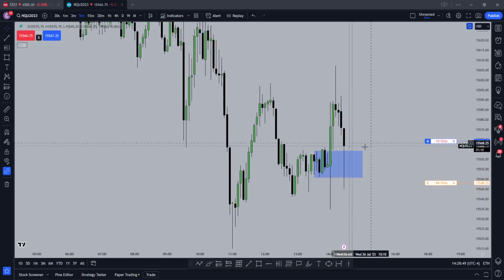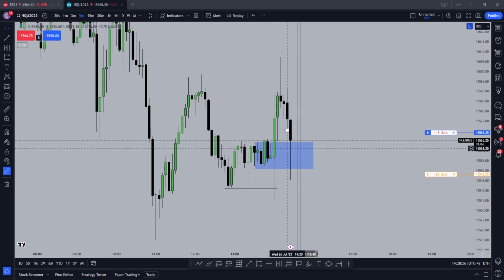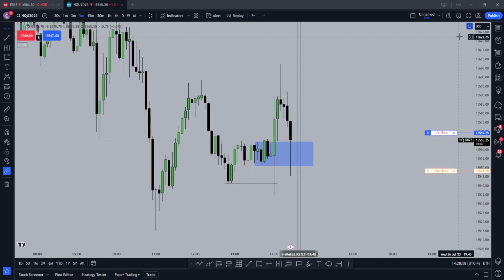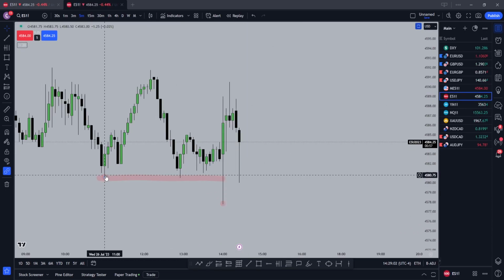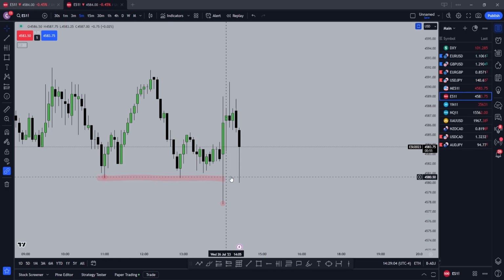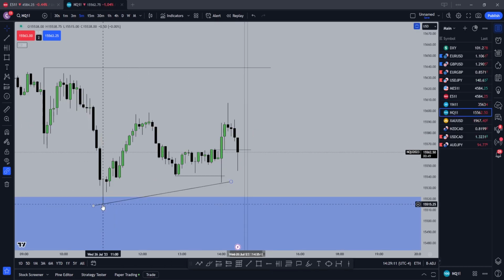So what's happened? FOMC was at 2 o'clock. What happened at 2? We took this sell side liquidity. Over here, we look at the S&P. What do we see? Lower high, lower low. We've taken out that low over there. And then on the Nasdaq, we have a lower low to lower high.